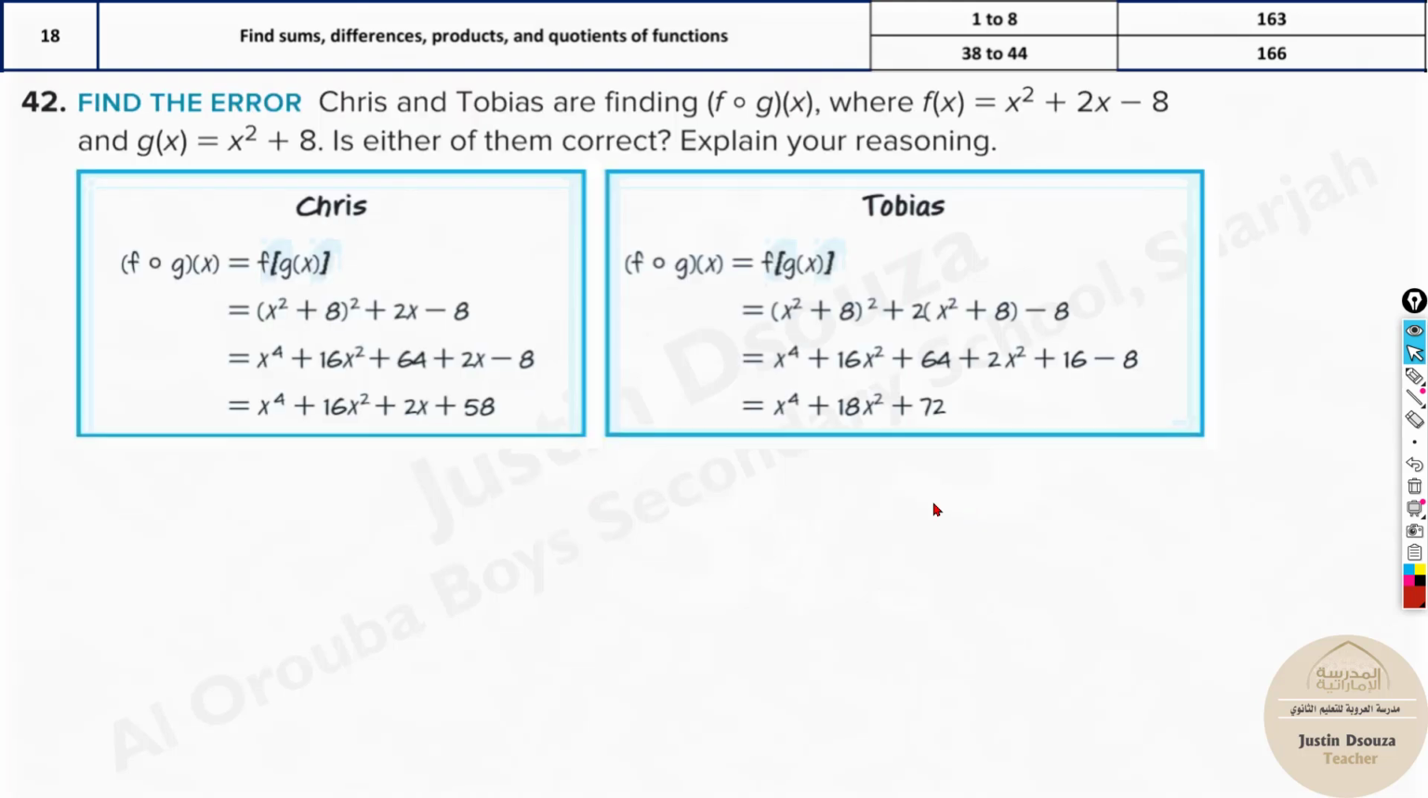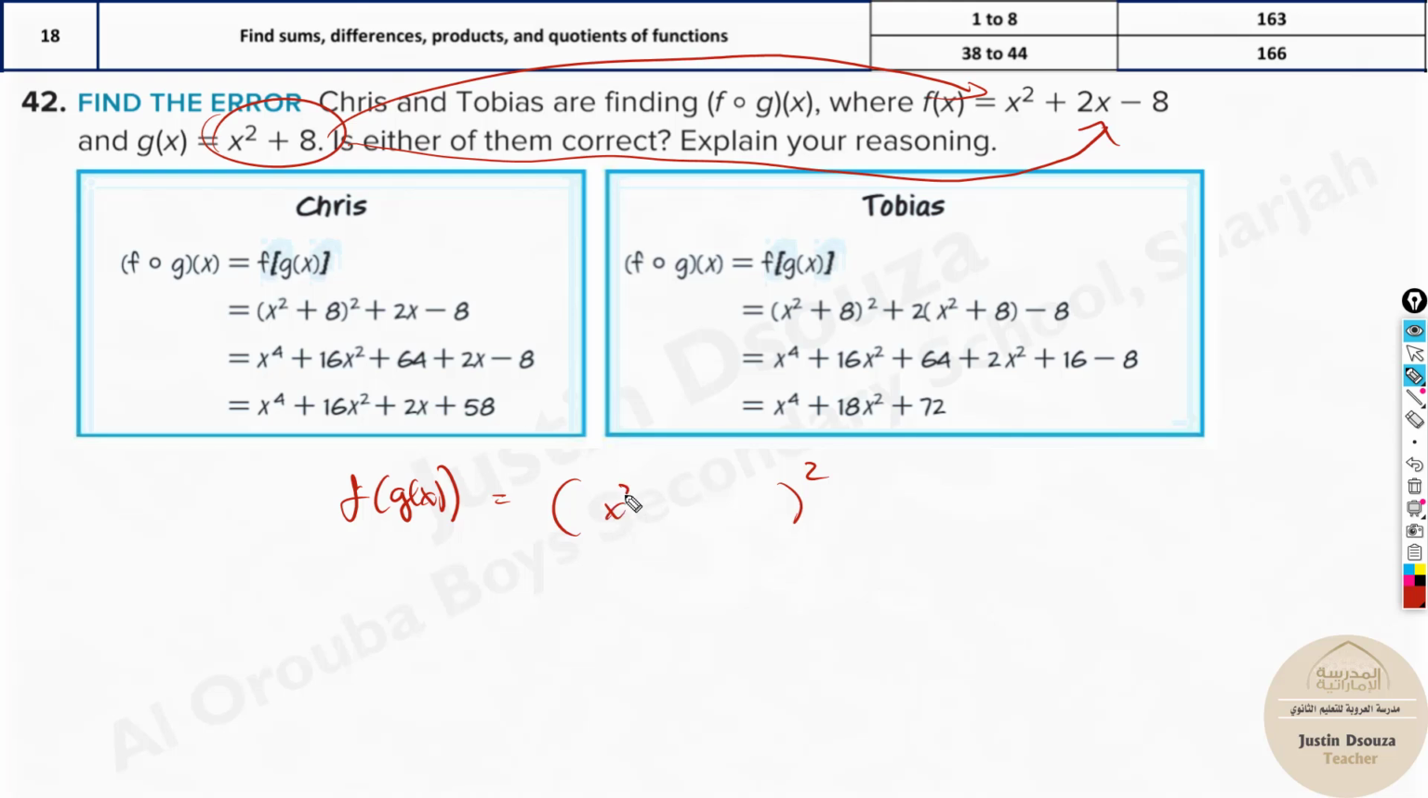Over here they have told Chris and Tobias are finding composition of the functions where they have given these values. Who is correct? Let's see both of them. Let me do it first properly, okay? So f of g of x, what happens is, now this function goes inside x. Wherever x is there, it must be put over here. So instead of x square, I will have to write x square plus 8 plus 2 times.